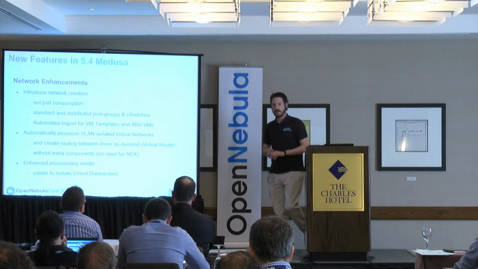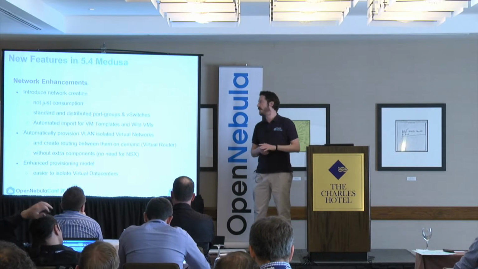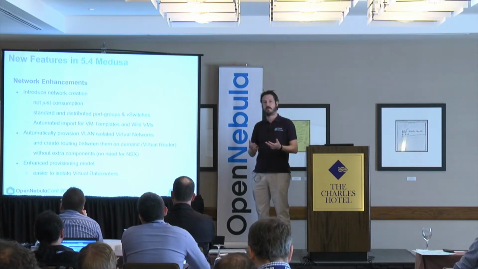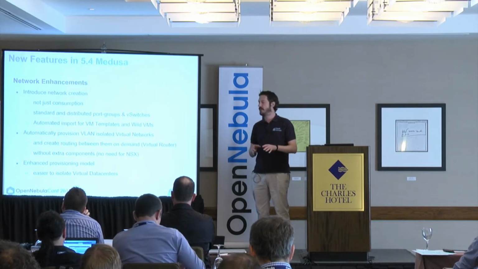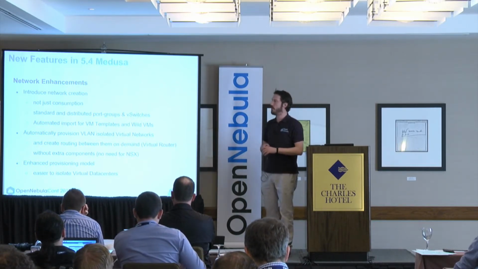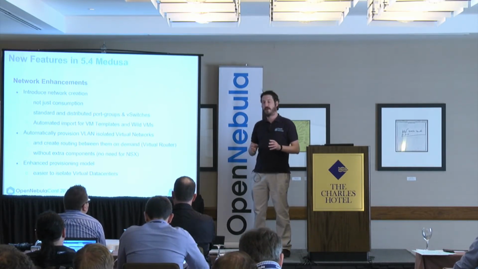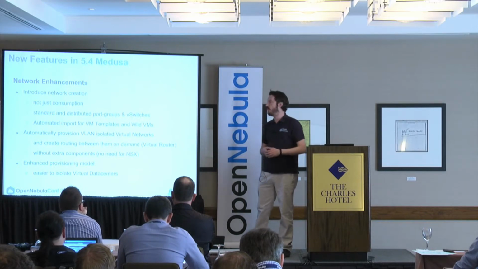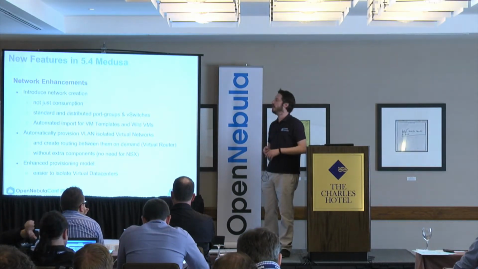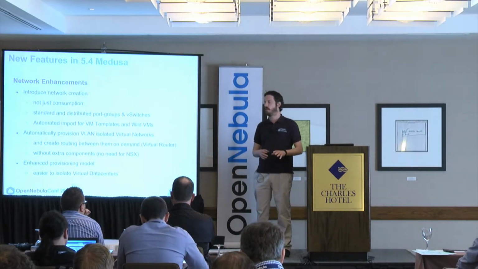A similar approach is being followed in network. Currently, what you can do with OpenNebula is basically consume virtual networks that are already defined in vCenter. So you can define a port group, a distributed port group, and import that into OpenNebula, and then start assigning them to different virtual machines. But in 5.4, you will be able to create these types of port groups and distributed vSwitches directly from OpenNebula.